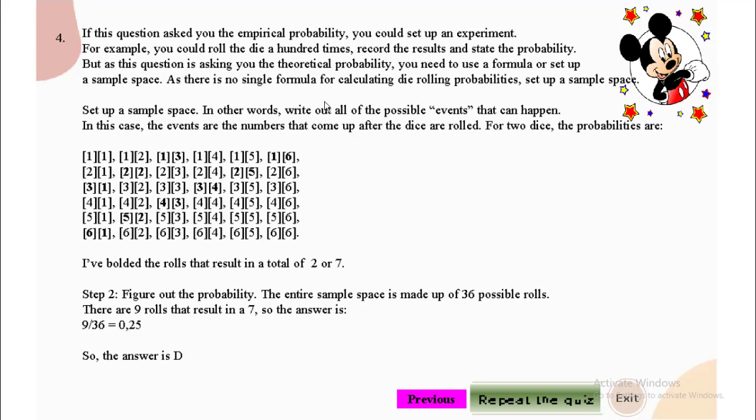Step 1, set up a sample space. In other words, write out all of the possible events that can happen. In this case, the events are the numbers that come up after the dice are rolled. For 2 dice, the possibilities are like that. I have highlighted the rolls that result in a total of 4 or 7. There is a typo, sorry. And step 2, figure out the probability. The entire sample space is made up of 36 possible rolls. There are 9 rolls that result in 7 or 4, so the answer is D.